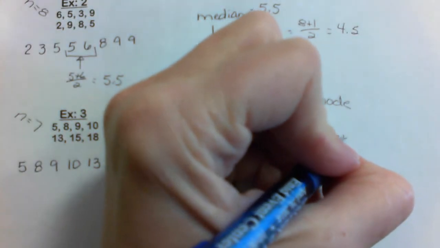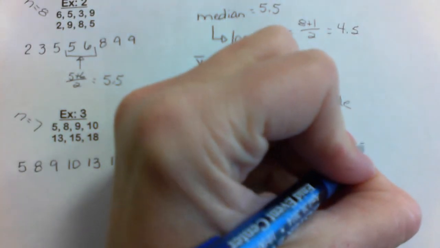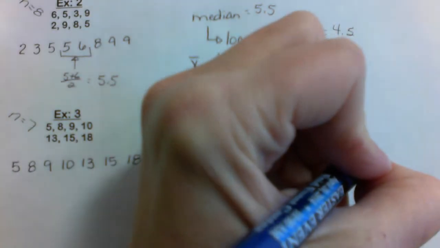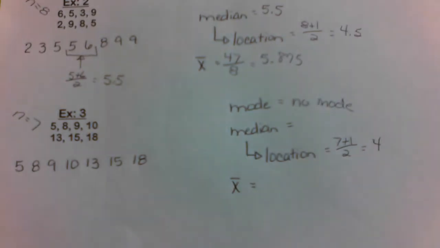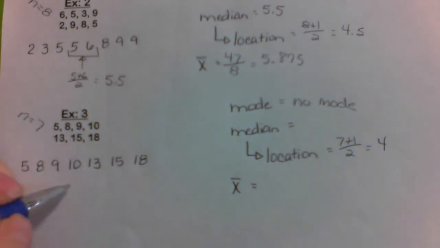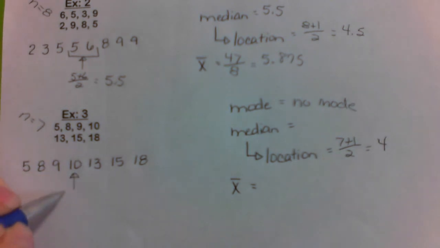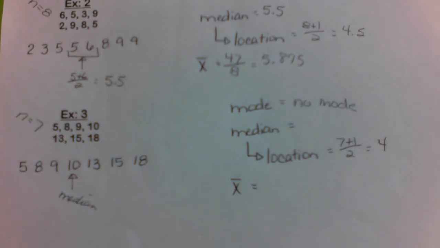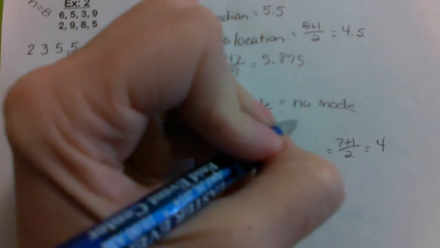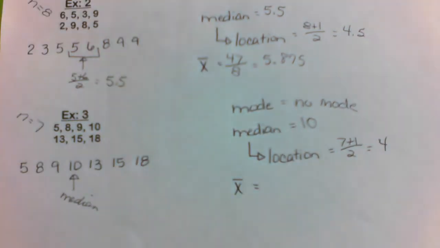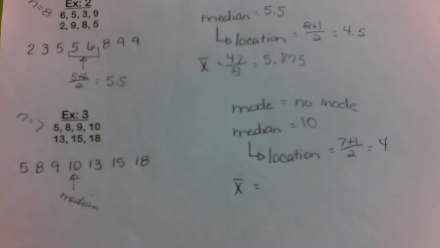All right, the location of my median, I would do n, which is 7. So 7 plus 1 divided by 2, well, I can do that one in my head. 8 divided by 2 is 4. So it tells me that my median is not the value 4, but it is the fourth number. 1, 2, 3, 4. So it tells me that this is my median. And in this case, since I had an odd number of values, I didn't have to do any averaging. So 10 is my median.